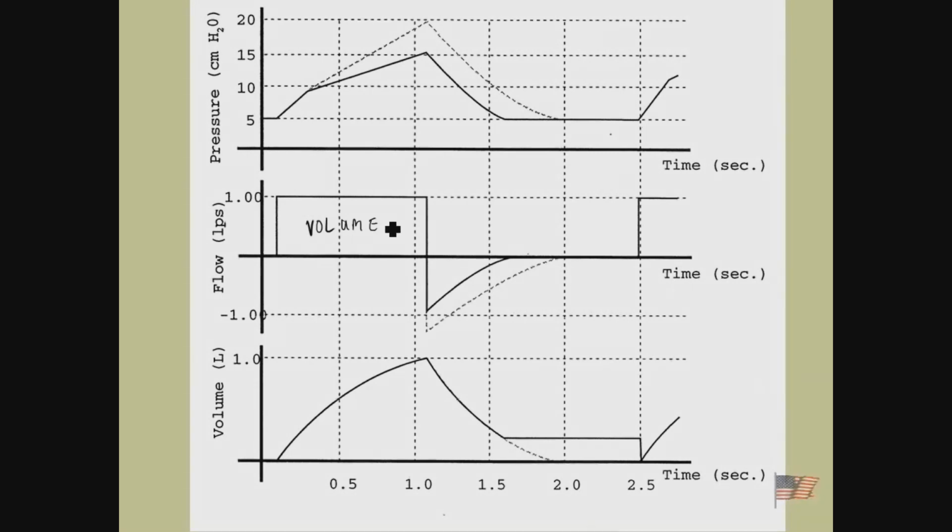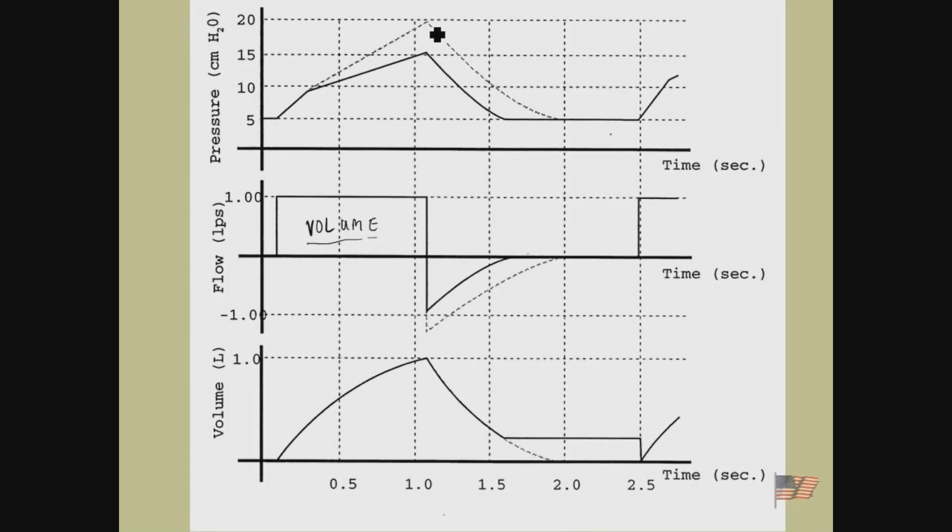Somebody in here was asking me, or was it the other class, where they were saying, if I see a square curve, do I know that that thing is the thing that's being controlled? And I said, yeah, it's probably true. In this case, I have a volume-based breath and a pressure curve that's going to be very different.